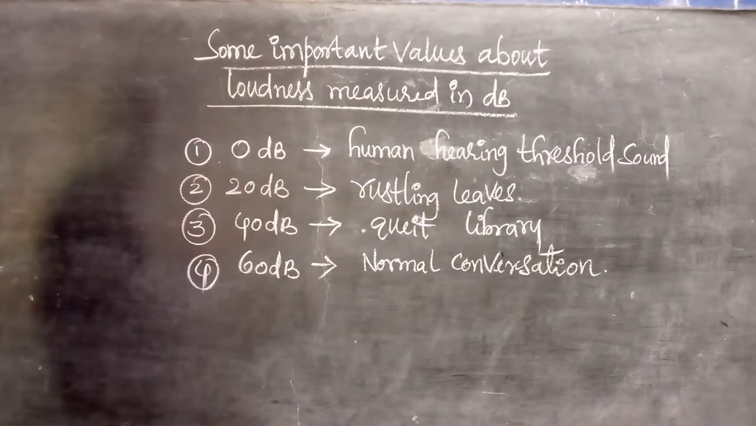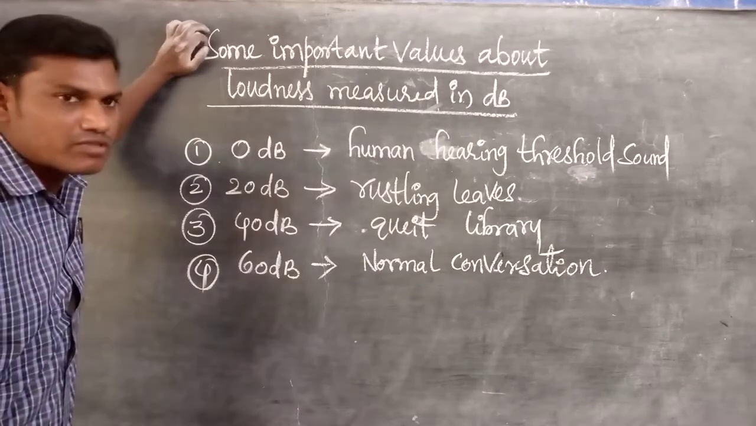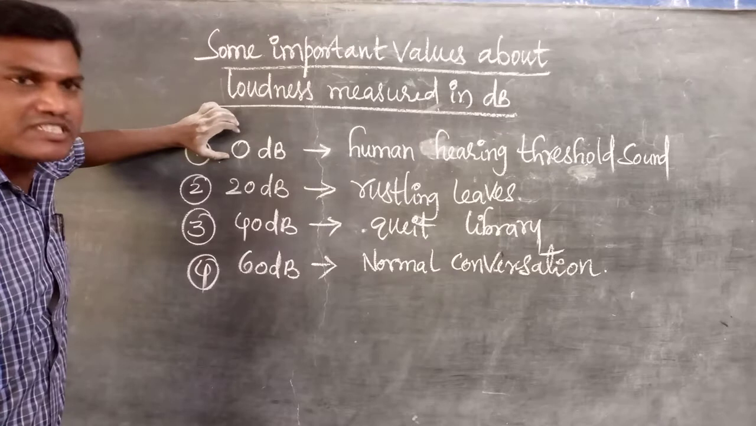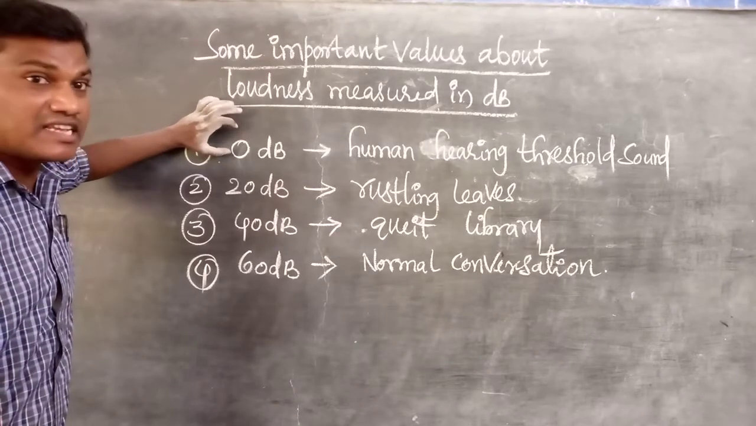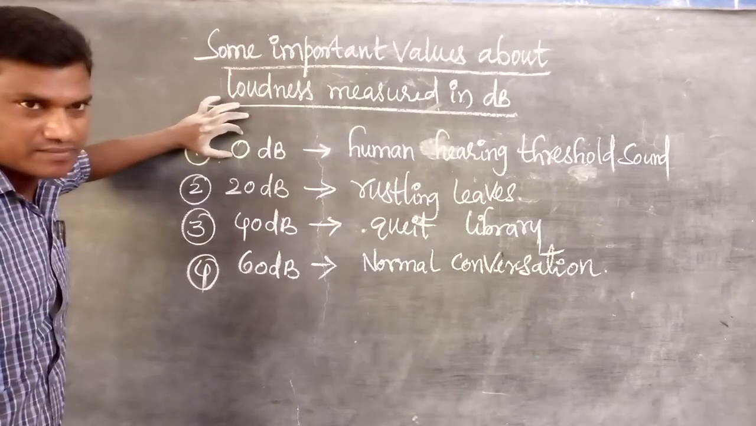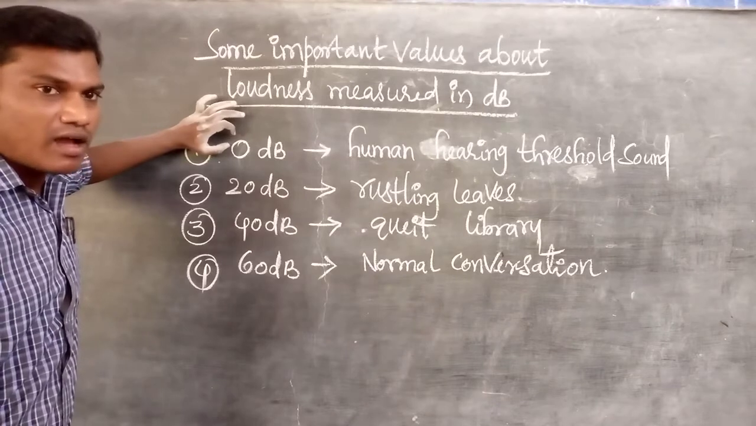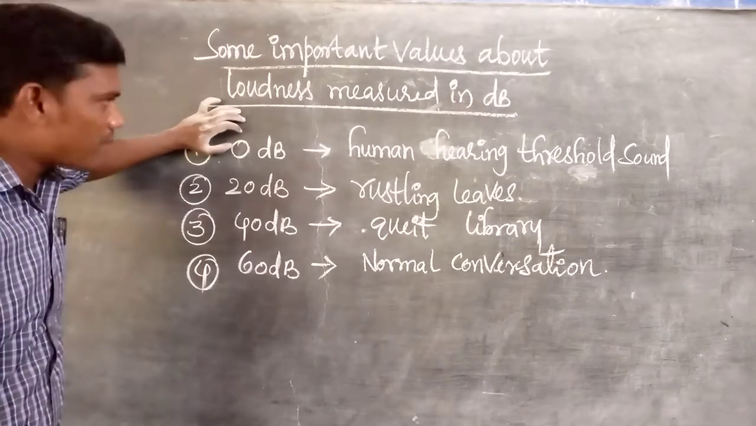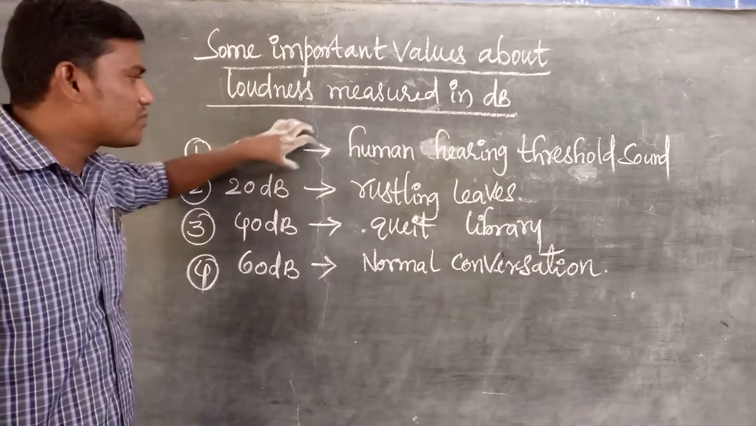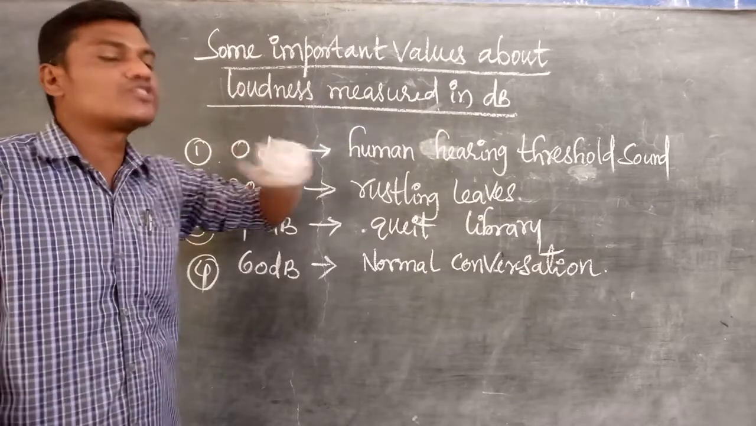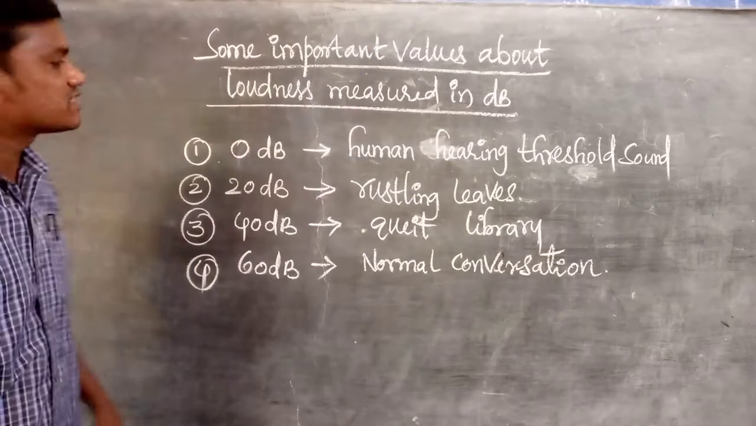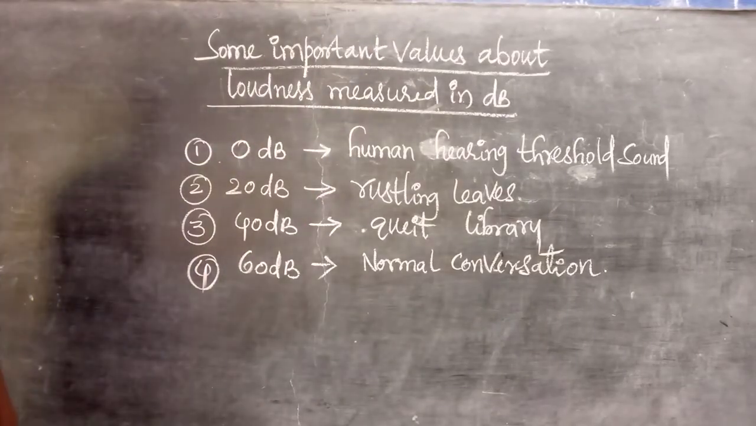Zero decibels is the human hearing threshold sound. Actually, 0 decibels means we can't hear any sound. But for our convenience, we call 0 decibels the human hearing threshold sound. Threshold is nothing but the minimum loudness of the sound.